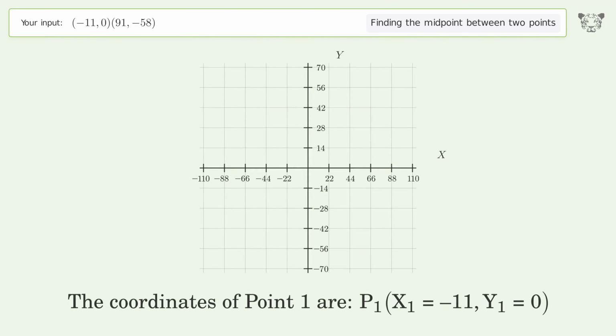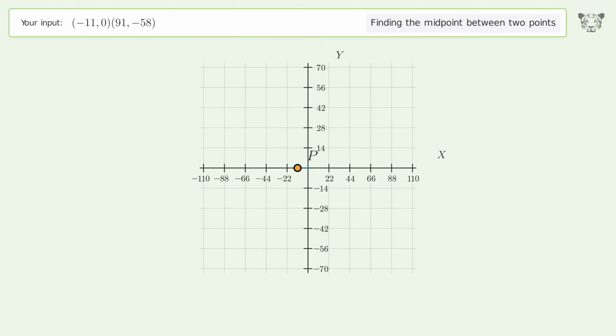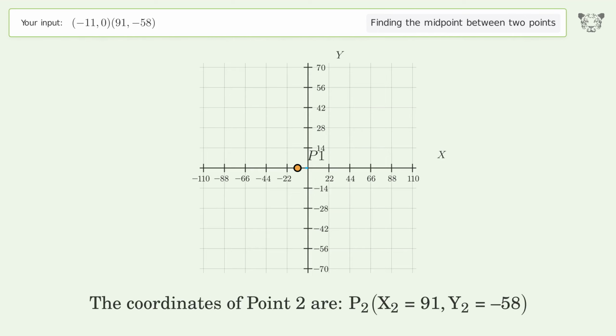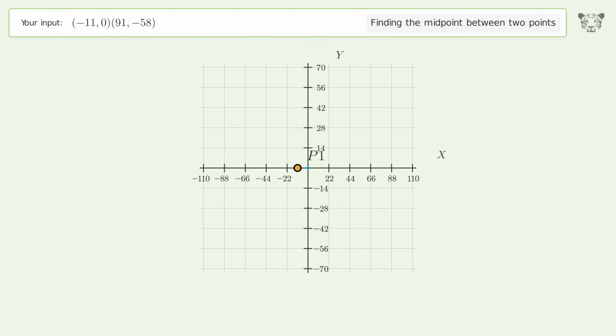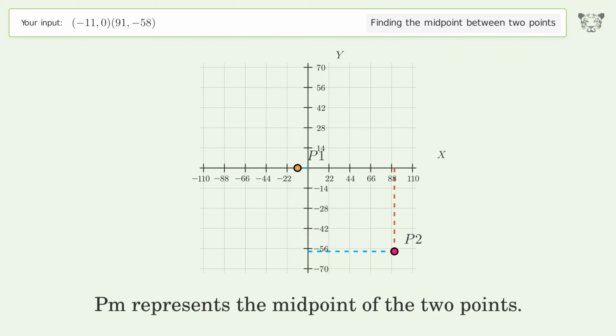The coordinates of point 1 are, x1 equals -11, y1 equals 0. The coordinates of point 2 are, x2 equals 91, y2 equals -58. PM represents the midpoint of the 2 points.